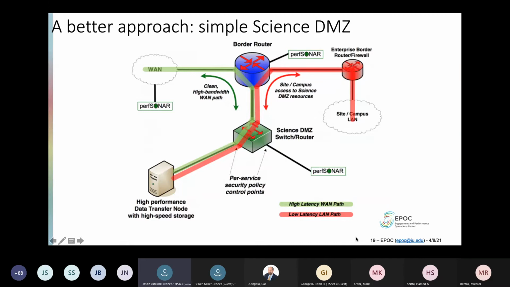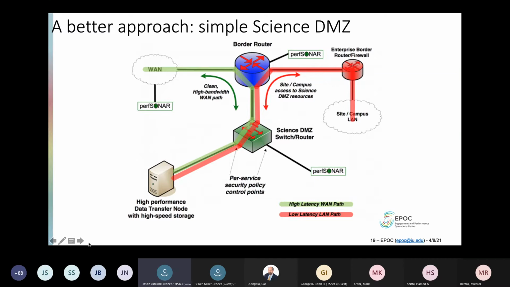So this is the most simple and abstract cartoon that we can build with our Science DMZ. I'll sort of divide this into two parts. You could imagine a big dotted imaginary line that separates out the enterprise world from the DMZ world here.